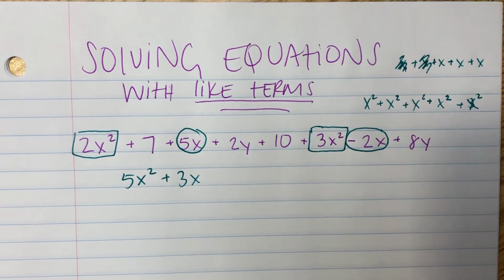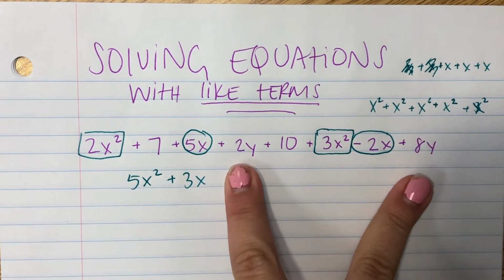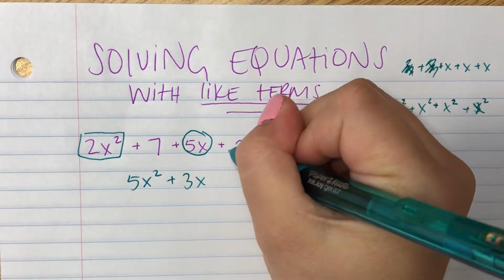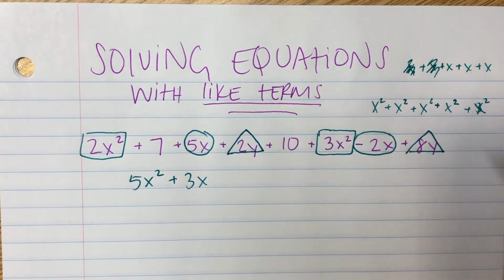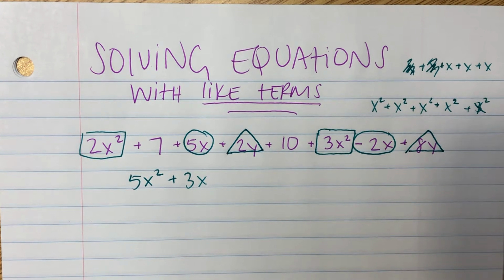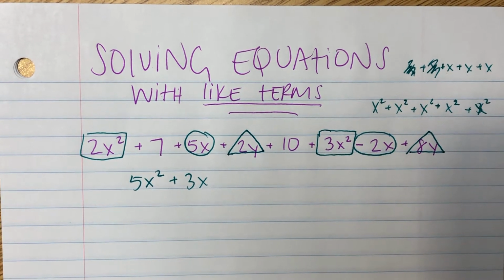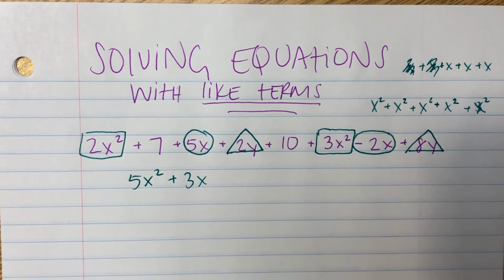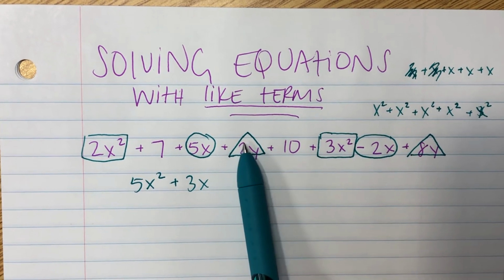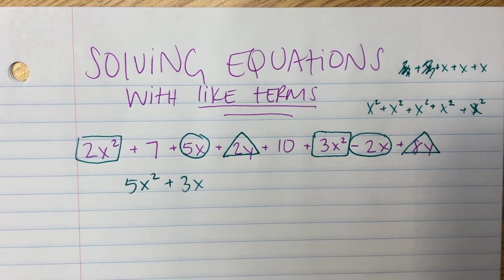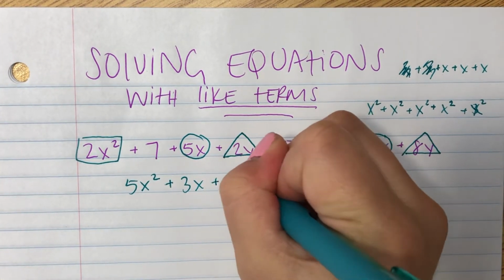Okay, let's move on to the y's. So 2y and 8y. I'm going to put a triangle around this one. 2y, 8y, they are both positive. I don't have to worry about taking any numbers away. So at this point, you can start seeing it by just doing it in your brain instead of writing it out. 2y plus 8y. If there are 2 y's plus another 8 y's, that's a total of 10 y's.